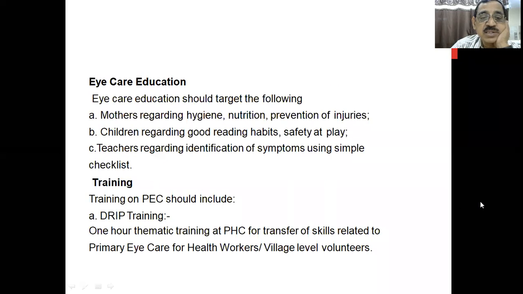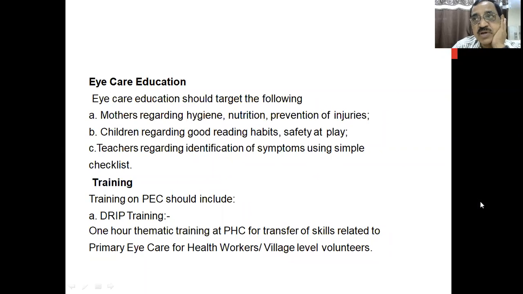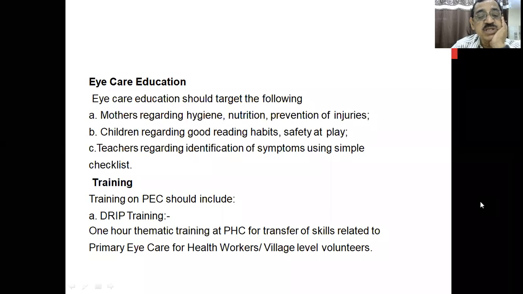Eye care education should target the following: mothers, regarding hygiene, eye hygiene, nutrition, which is important for eye care, and prevention of injuries. All these things the mothers should be taught. And children, regarding good reading habits, proper illumination, and safety to be taken while they are playing. All these things the children must be taught. And teachers, regarding identification of symptoms using a simple checklist.